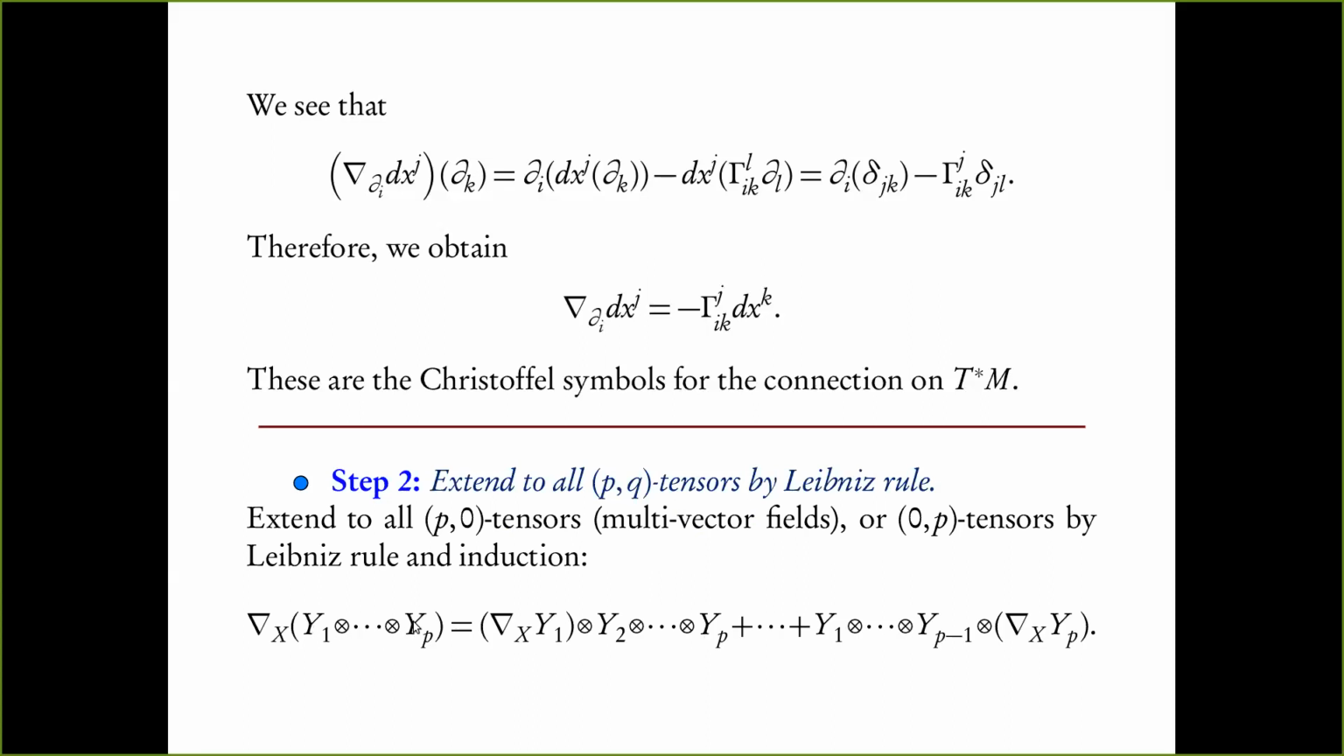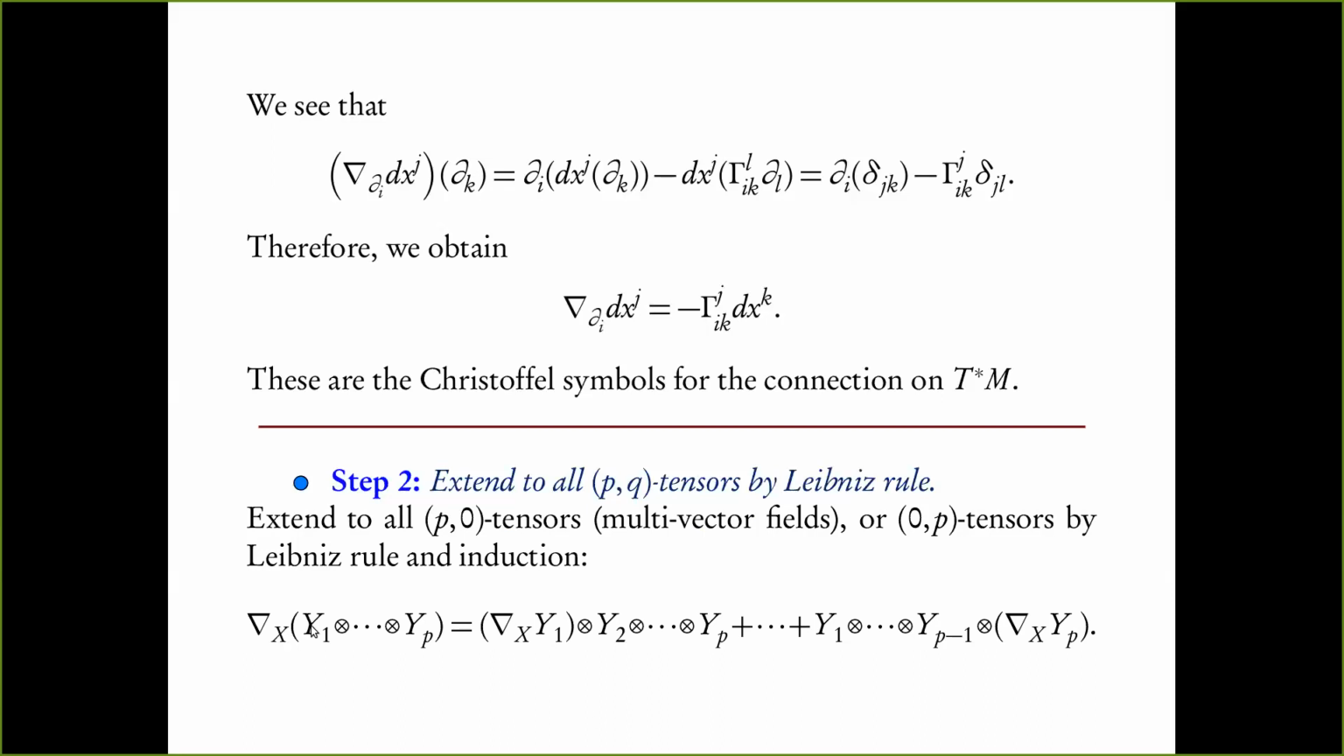So suppose Y1, Y2, up to Yp are vector fields. You define nabla X of this quantity to be nabla X of Y1, the rest stay the same, and you simply apply Leibniz rule at each slot. So the last term is going to be Y1 up to Yp minus 1, tensor nabla X of Yp. And this is again going to be a multi-vector field. Just Leibniz rule. Once you know how to do it for vector fields, which is by definition, and once you know how to do it for forms, which is by Leibniz rule, you know how to do it for every other PQ tensor by Leibniz rule. Okay? So this is it.